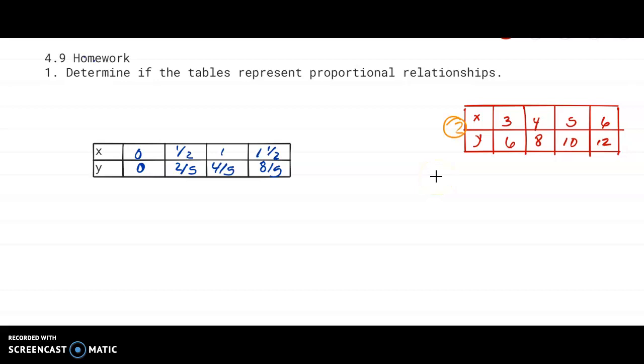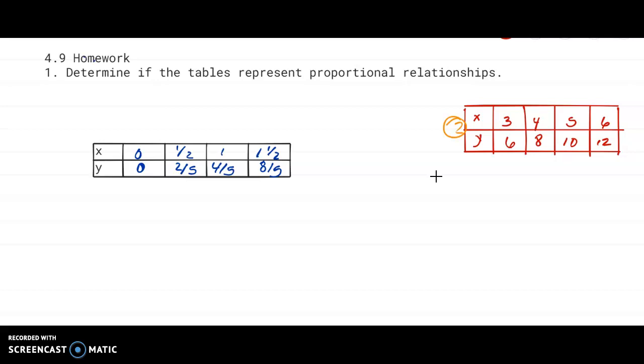Okay, in homework 4.9, we are given a set of tables and we're asked to determine if the tables represent proportional relationships. So this is the first table we're given in problem number 1. It is the example. We have a set of x numbers and a set of y numbers. And we need to know if that is proportional.